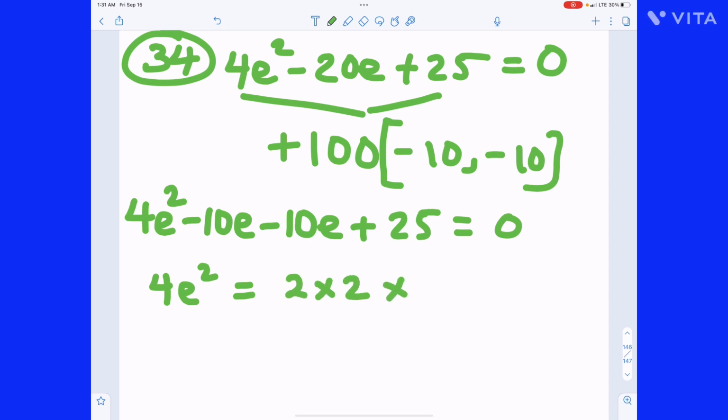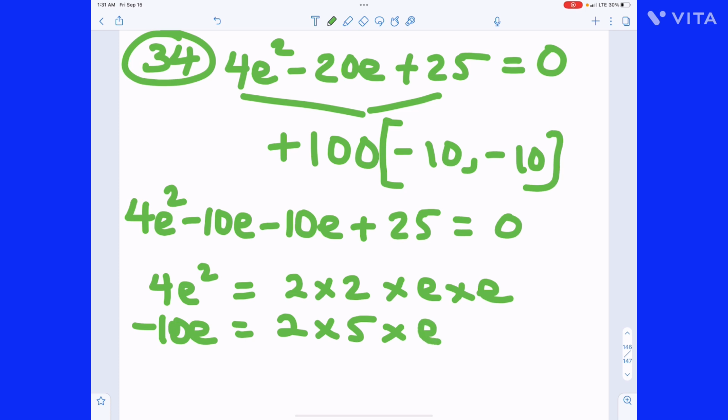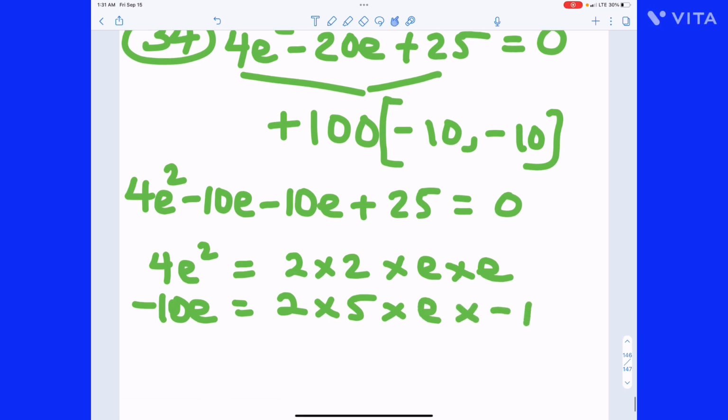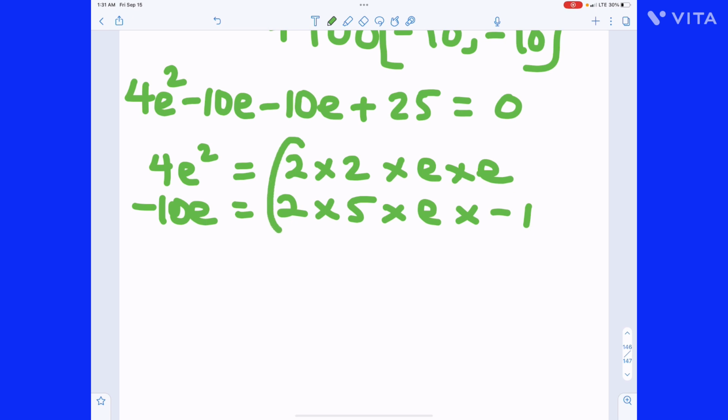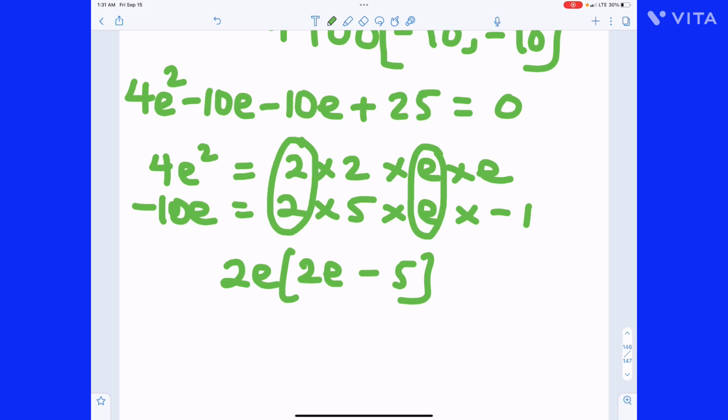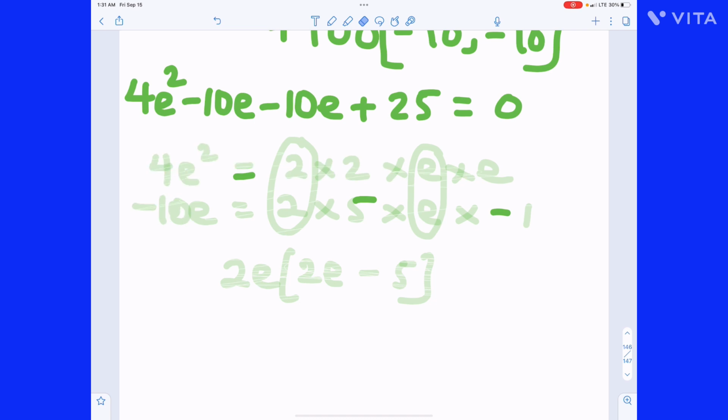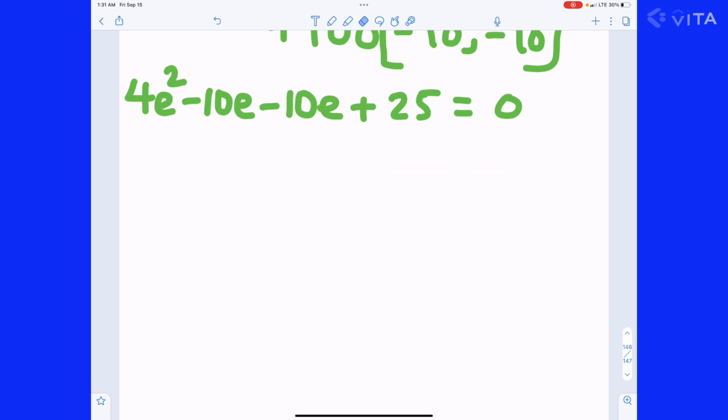Let me help with the factorization here. 4 is 2 times 2. E squared is e times e. Minus 10e: 10 is 2 times 5, then there's an e and a minus, so times e times minus 1. You pick your common factors, 2 and also e. I think that's all we can get. So we get 2e, open bracket, 2e minus 5. You can pause to check it very well.